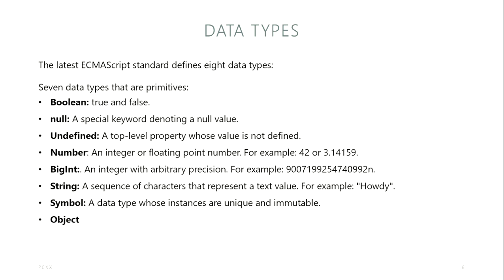Number. It is an integer or floating point number. For example, we have these 42, 3.14 or any other integer or floating point number. Big int. It is an integer with arbitrary precision. String is a sequence of characters that represent a text value. And lastly, it is symbol, a data type whose instances are unique and immutable.